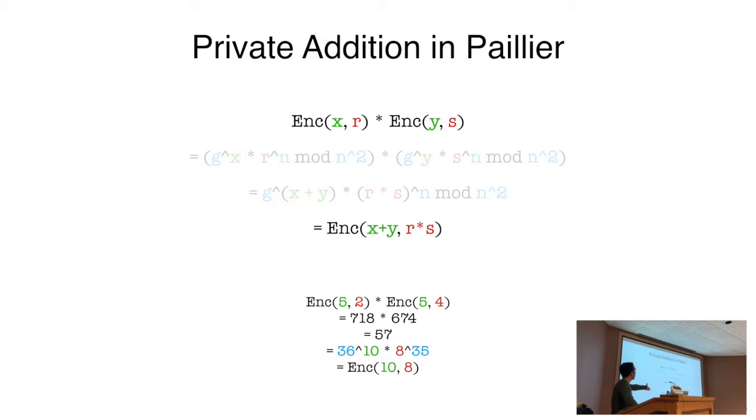And so this is a concrete example where we took those two values before. 718 times 674 is 57, which is actually the same thing as 36 to the 10 times 8 to the 35 mod 35 squared or whatever, which ends up being that encryption of those two numbers added together, 5 plus 5.